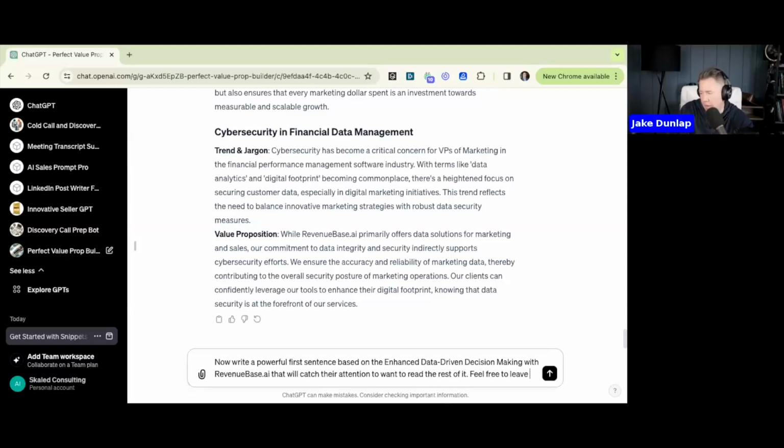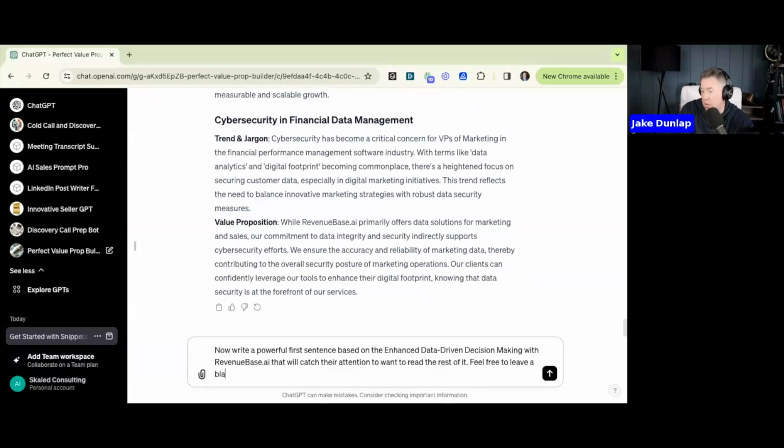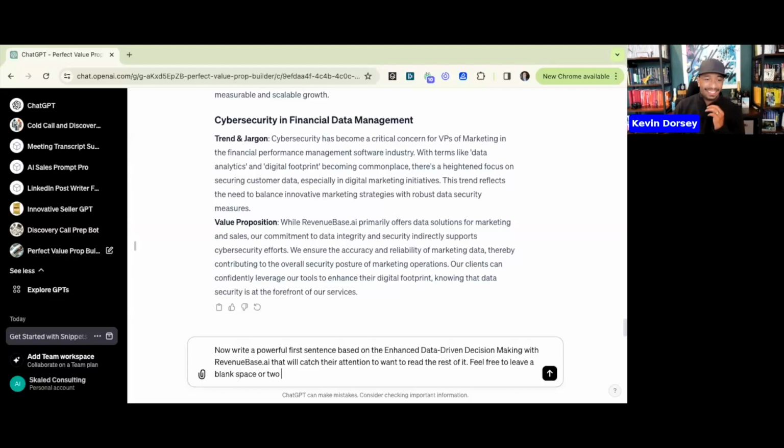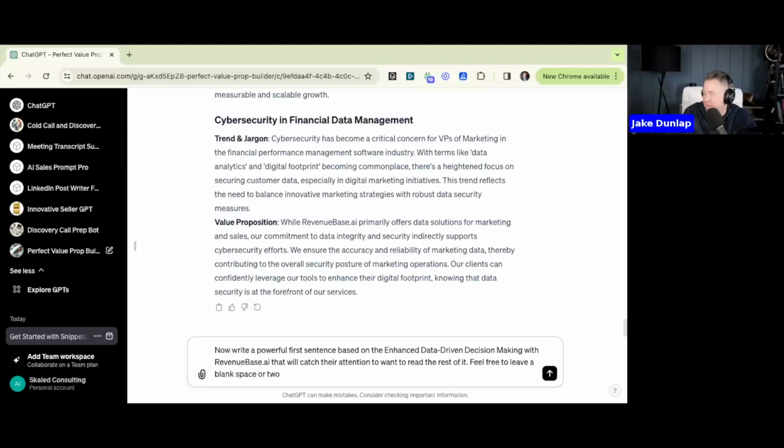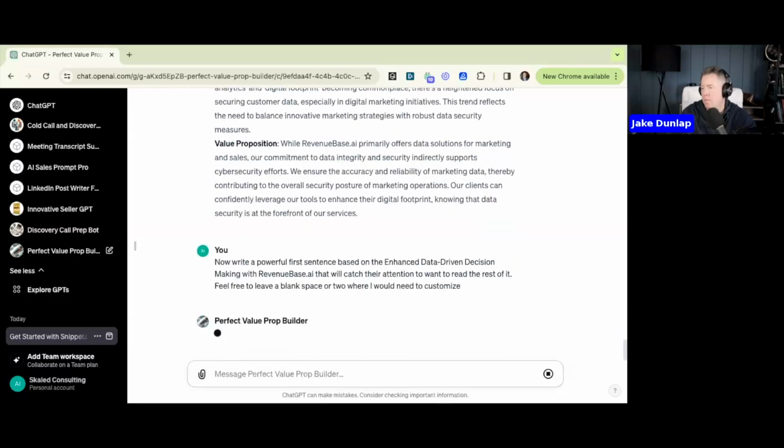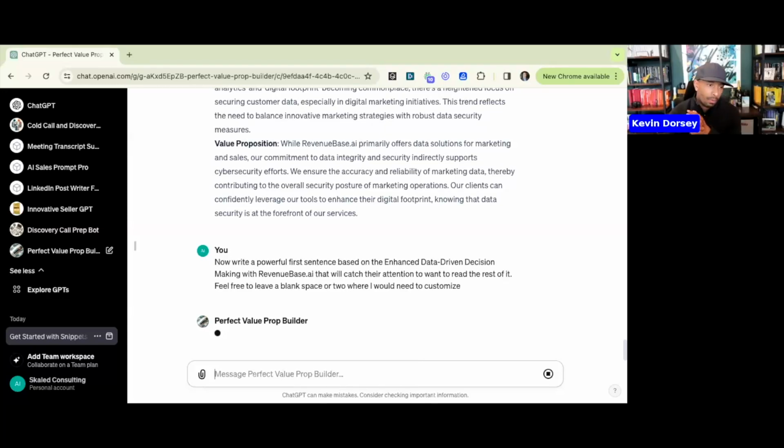I'm going to add a little ad lib. You can tell me if you don't want to do this. Feel free to leave a blank space or two where I would need to customize. See what it comes up with here.